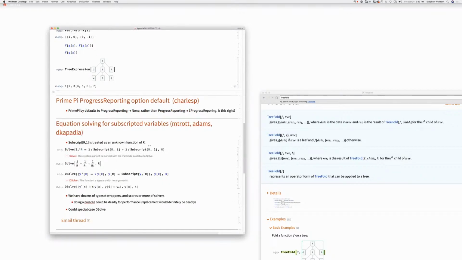Okay, all right. PrimePy reporting. Option report. It's just that we did the implementation of the progress reporting before I was aware that we have a general $ProgressReporting global variable. So it's just a basic update. There's no big issue here.